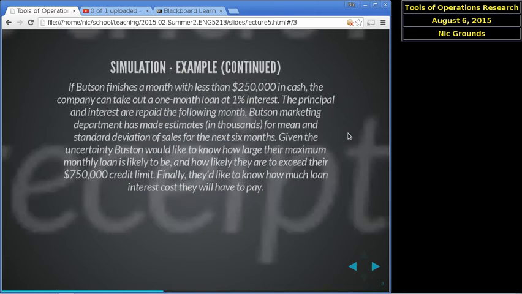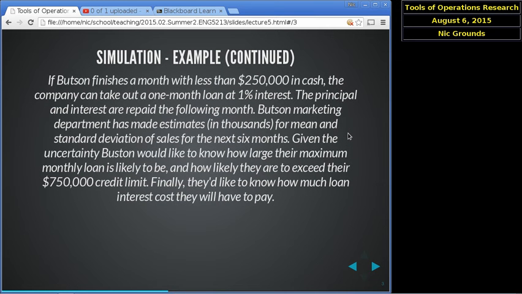Okay. Now, if we finish a month with less than the minimum $250,000, you take a loan for 1%. I said that. Principal and interest are repaid, so you have to pay back the loan plus the interest next month. Now, our marketing department has made estimates, means and standard deviations, of how much sales will do January through June. But those things are uncertain.